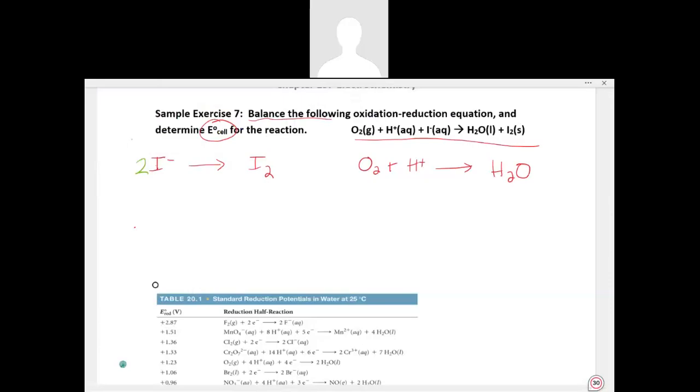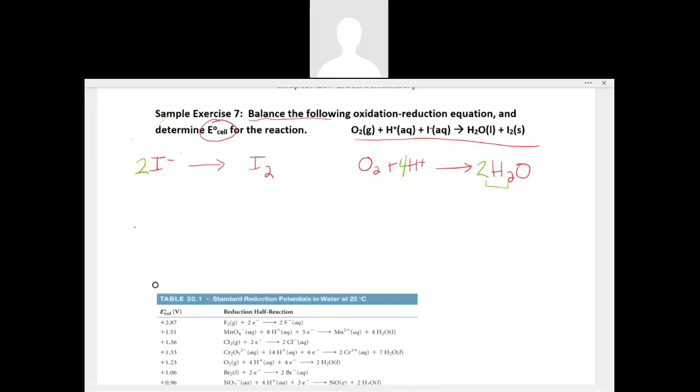On our other half reaction, we have 2 oxygens, 1 hydrogen. So we can balance our oxygens by changing this from 1 to 2 waters. Now we have our oxygens balanced, but we're going to have to put a 4 in front of our H plus here to account for all these hydrogens over here. All right, so now we're balanced, everything but charge.